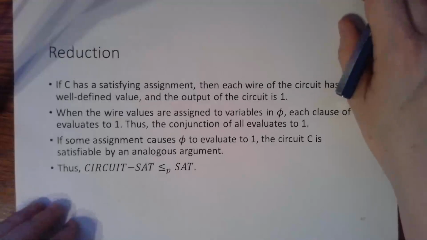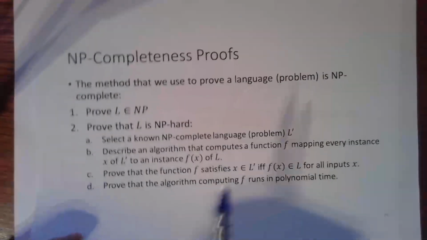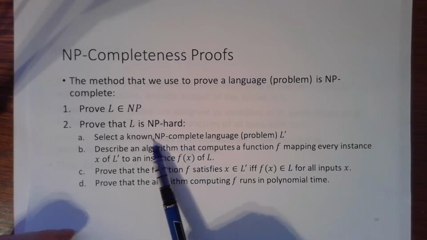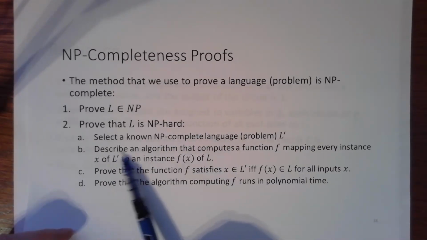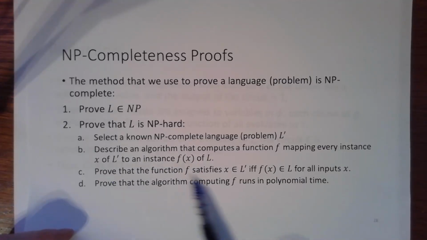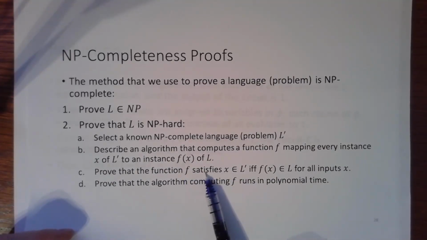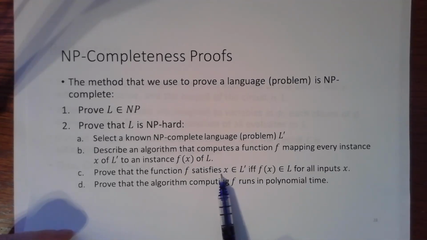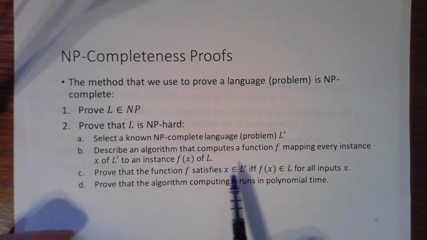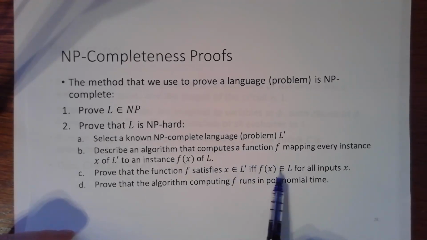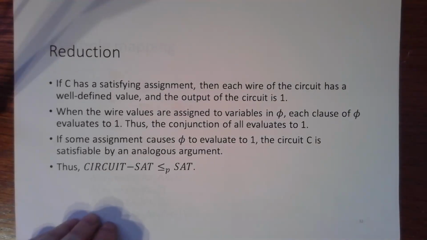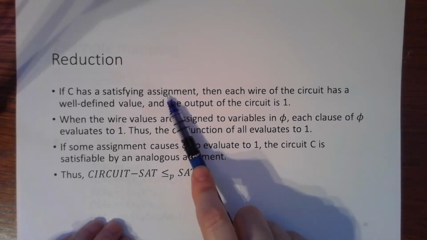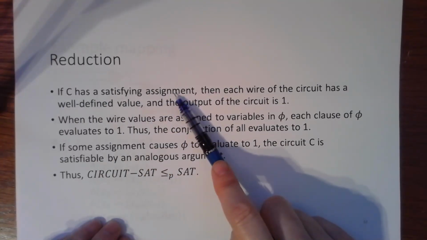So thinking about that reduction, we've selected our known NP-complete problem, we've described an algorithm that maps it, and now we need to show that the instance we've mapped to works. We have a formula and we have a circuit. We have to show that the circuit is 1 if and only if the formula is 1. So let's say that the circuit has a satisfying assignment. So the circuit can have an output of 1.